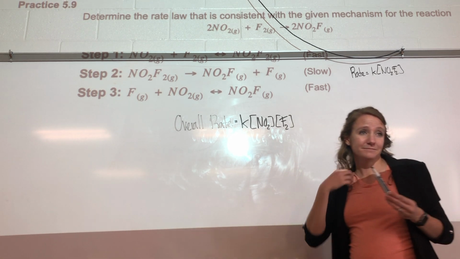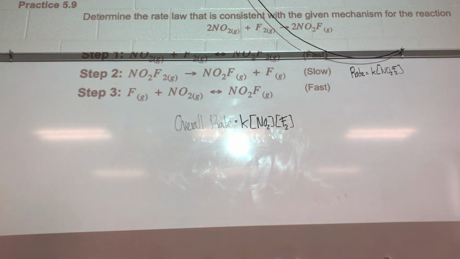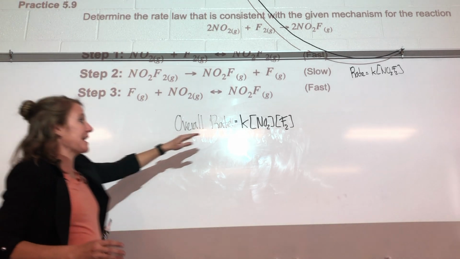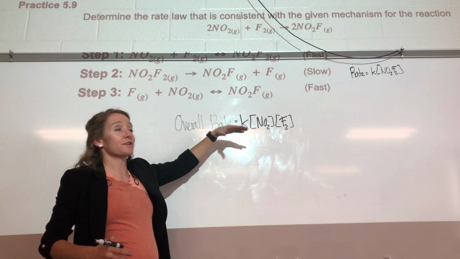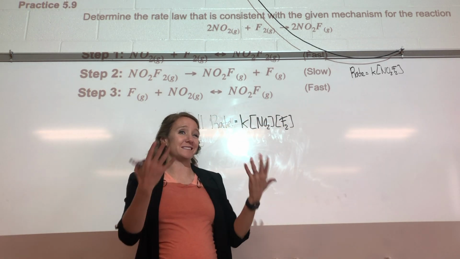So let's say there were like 5 fast steps before the slow one, and NO2F2 was used in step 2, and then the slow step wasn't until step 5, but it mentions NO2F2. Does it still count as an intermediate? Yep, if it's made and then used, even if it took a few steps to use it up, it's still an intermediate and you'd have to substitute it out. That's a big takeaway: you can't have intermediates in an overall rate law. So if there is an intermediate in the slow step, you've got to find a way to substitute it out.